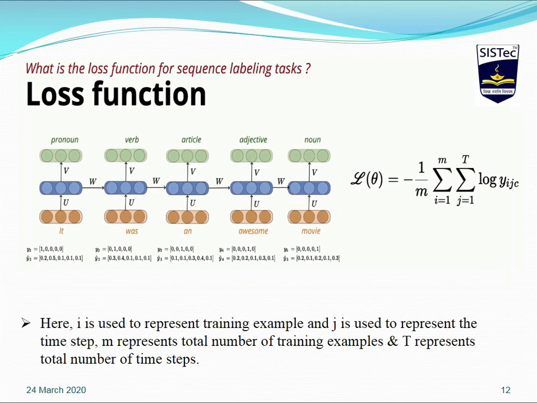Now the loss function for sequence labeling is also given by the same formula, that is cross entropy loss. But the difference is that here we calculate the loss at this layer, at this layer, at this layer, and so on, and then take the average of all the losses. So j equals 1 to T, where T is the time steps: the loss at time step 1, the loss at time step 2, the loss at time step 3, and so on. And m is the number of training examples. So this formula gives the average loss of the model.